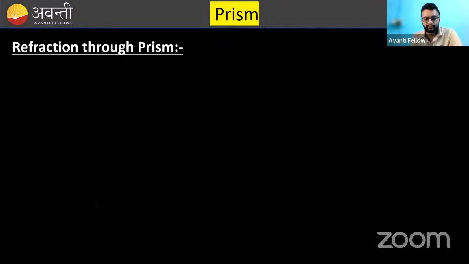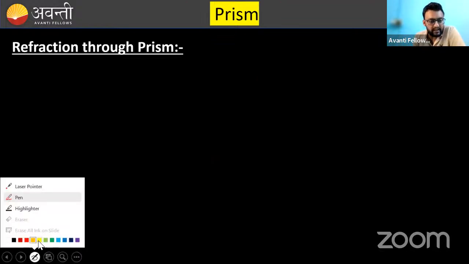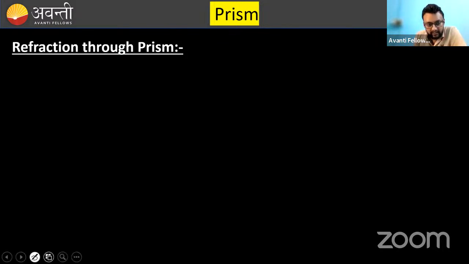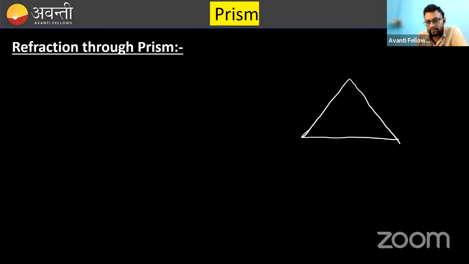Now refraction through prism. This is again a very important topic, I think the last topic before optical instruments. Suppose this is a prism, with vertices A, B, and C. One thing you should know: suppose this is a ray incident on one face of the prism. At this point there will be a normal. This ray will refract towards the normal, like this.